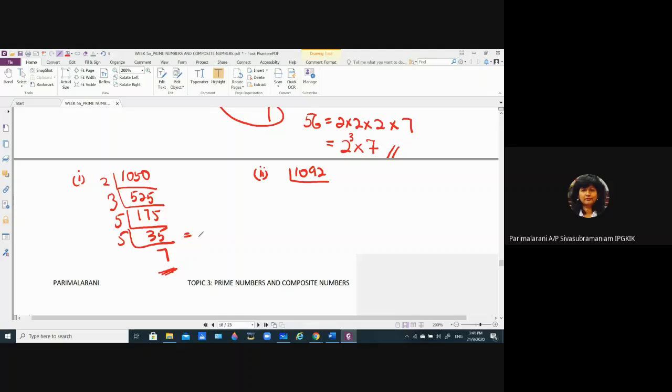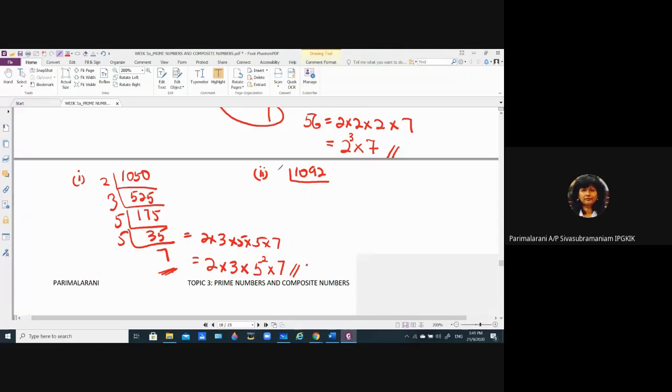Therefore, this is equal to 2 times 3 times 5 times 5 times 7. So we can write this as 2 times 3, always write in numerical order, that means from small to big, times 5 to the power of 2 times 7. So this is your answer. Everybody got that? Yes.